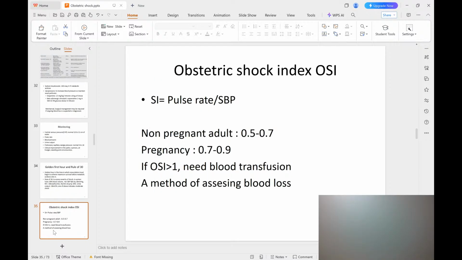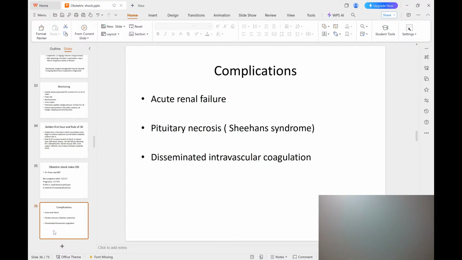The other index is obstetric shock index, that is heart rate divided by systolic blood pressure. In a non-pregnant adult, normal is 0.5 to 0.7. In pregnancy, 0.7 to 0.9. And if it is more than 1, then it means the patient needs blood transfusion. So it is also a method of assessing blood loss. The complications of hypovolemic shock are acute renal failure, pituitary necrosis, which will lead to Sheehan syndrome, and disseminated intravascular coagulation.